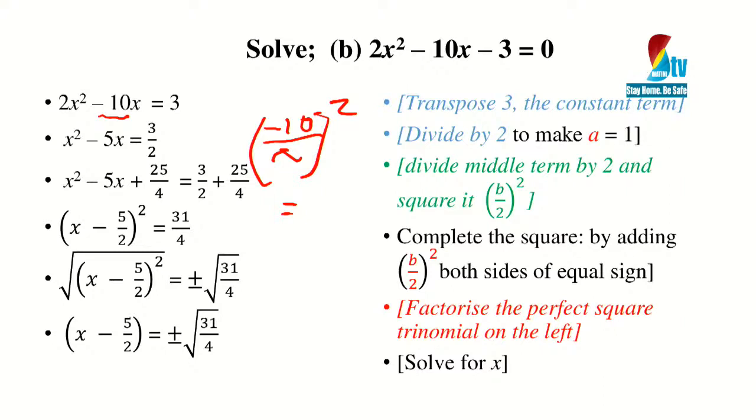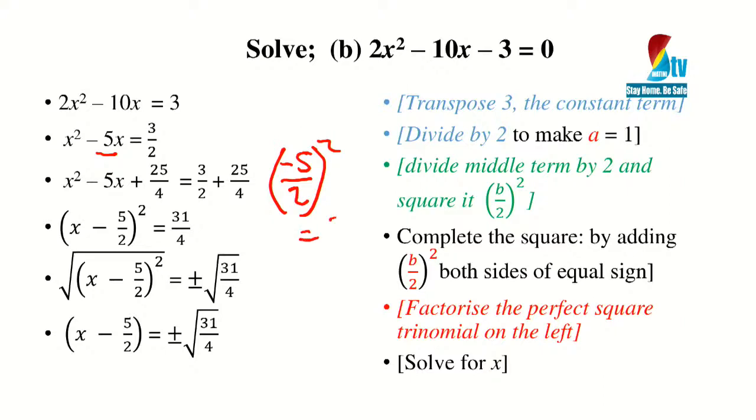I'm sorry, it's not negative 10 over 2, it is negative 5 over 2. Then we square. So that is going to give us 25 over 4. So we are going to add 25 over 4 on both sides. Once we've done that, the left hand side becomes a perfect square trinomial. Then you factorize the left hand side, and also simplify the right hand side.